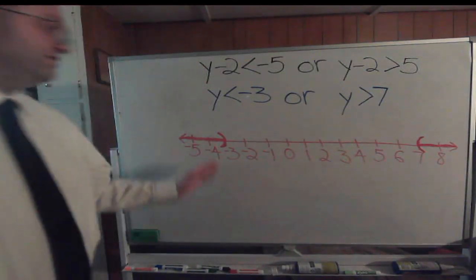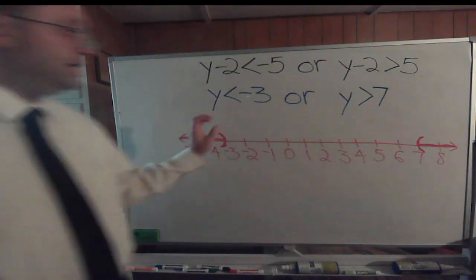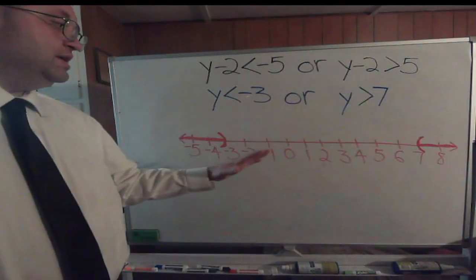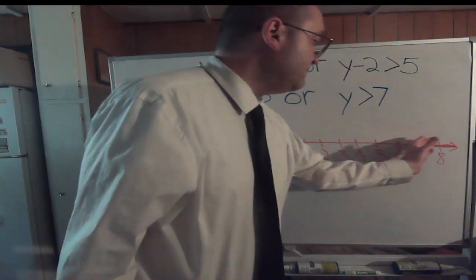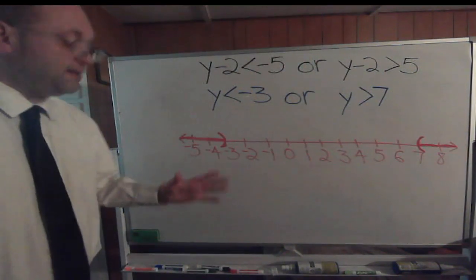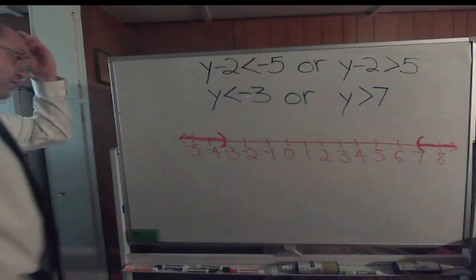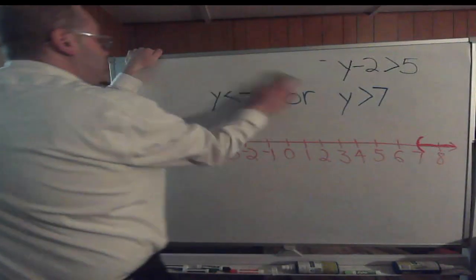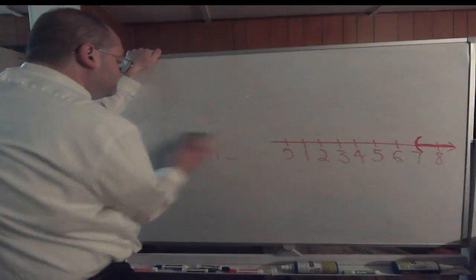So yes, you have a disjoint graph here. You got from negative infinity to negative 3. None of the numbers in between negative 3 and 7 are included. Those aren't part of your solution set. Then you have from 7 on up, from 7 to infinity. So that would be how you graph a disjoint set. And I got some more examples here.